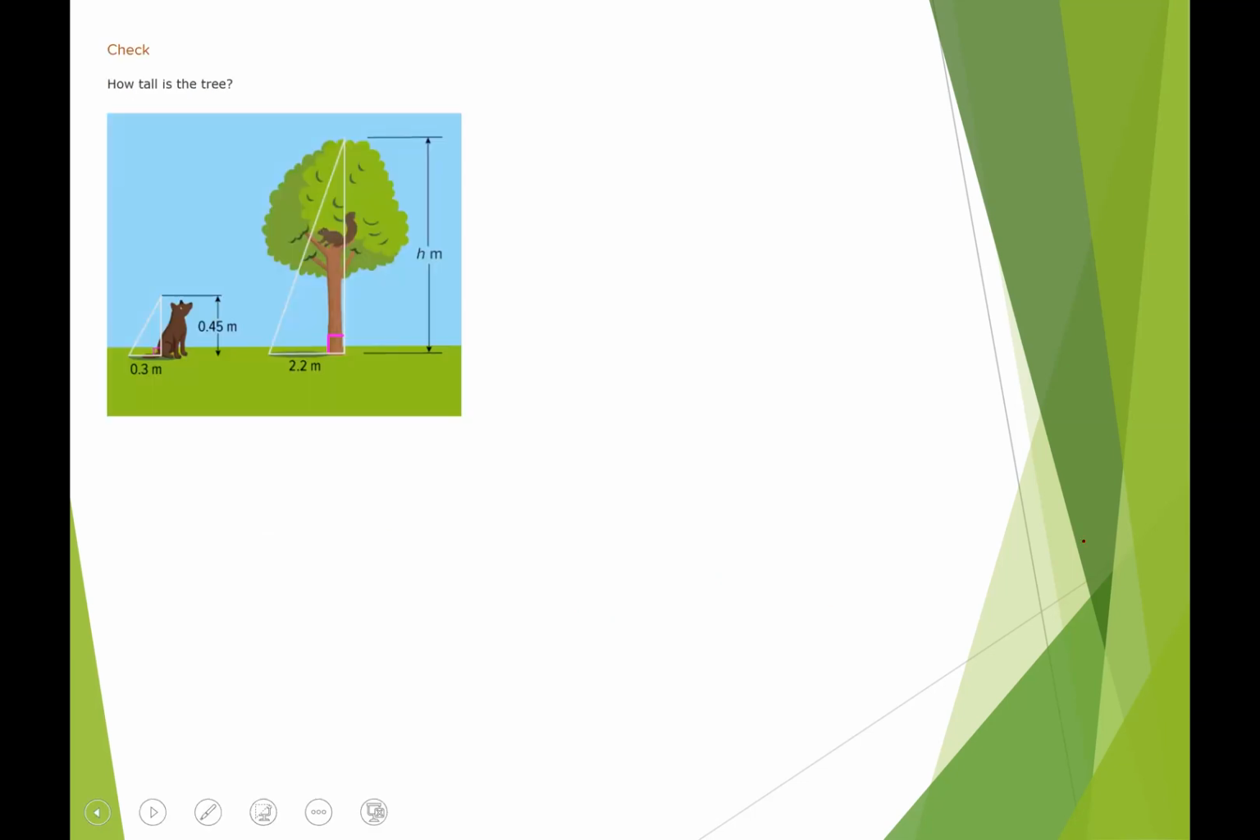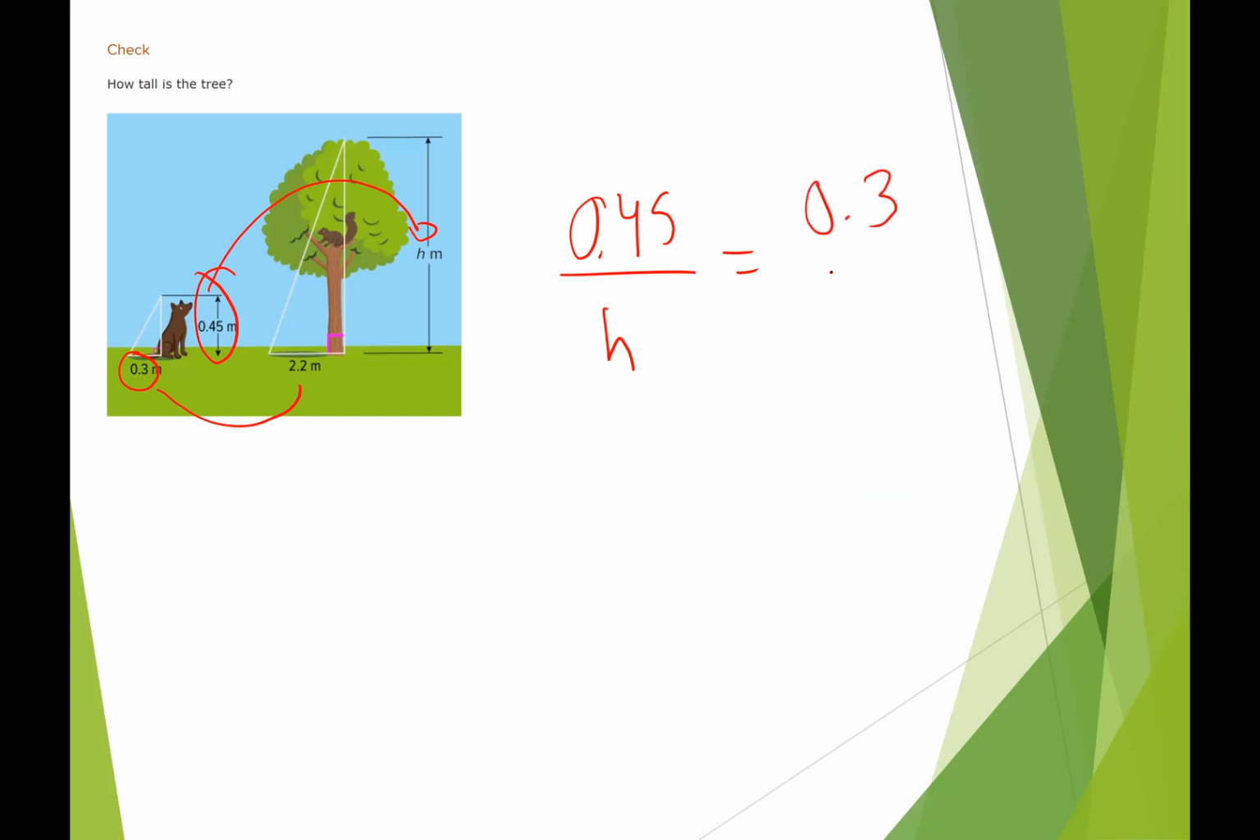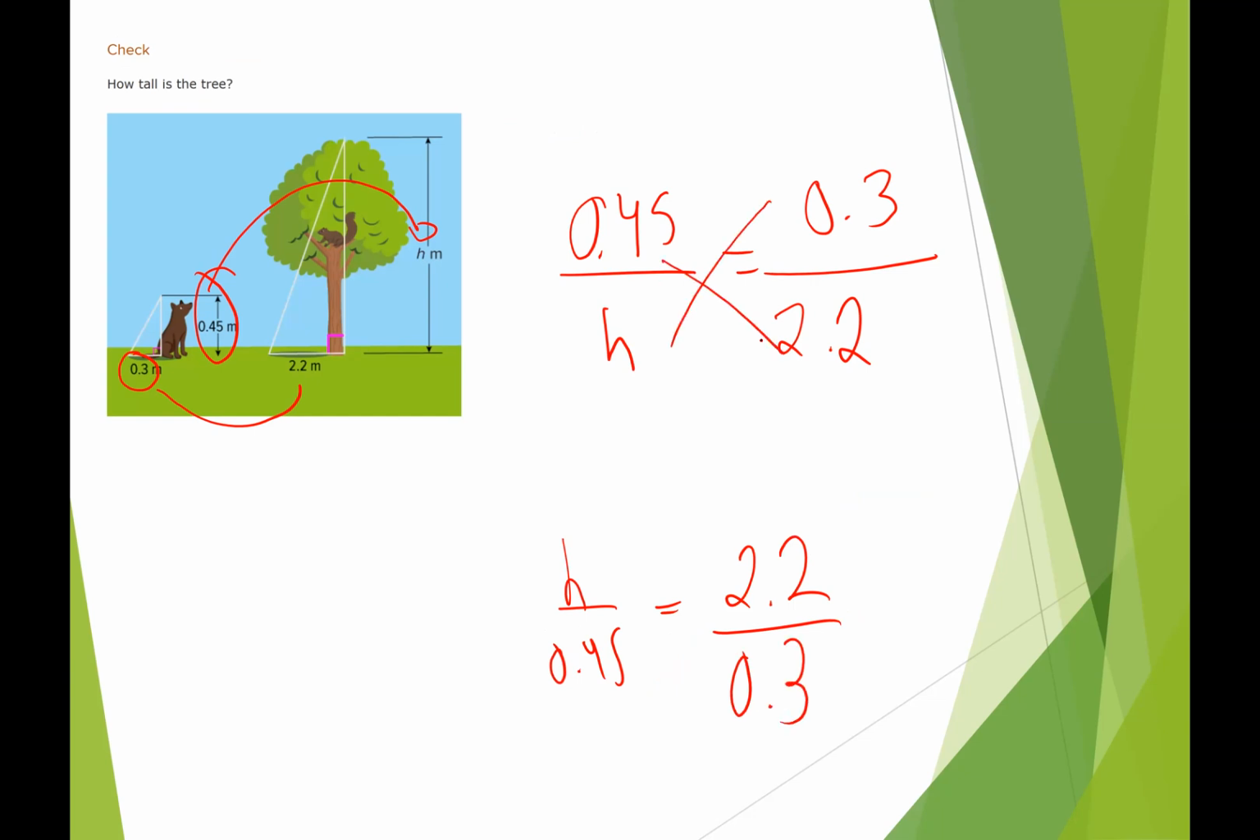Using similarity. Here the same thing. You can do 0.45 over height equals 0.3 over 2.2: height over height, and shadow over shadow. And as I said, we can do it height over 0.45 equals 2.2 over 0.3. Now, how to solve it? Cross multiplication. 2.2 times 0.45 is 0.99. 0.3 height equals 0.99. Divide by 0.3, and the height is 3.3 meters.